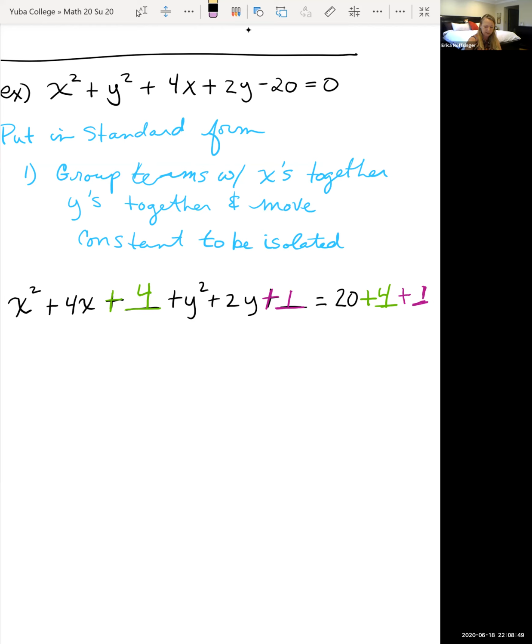Okay, so we just manipulated this to give us what we wanted. So we can now rewrite the first 3 terms as a perfect square plus the last 3 terms as a perfect square. The same number that we add to get 4 and multiply to get 4 is 2, so we could factor this as x plus 2 quantity squared. The same number we multiply to give us 1 and add to give us 2 is 1, so this is y plus 1 quantity squared, is equal to 20 plus 4 is 24 plus 1 is 25.